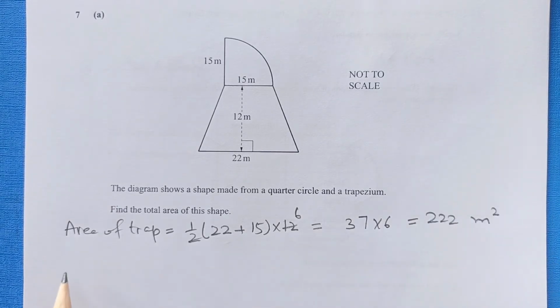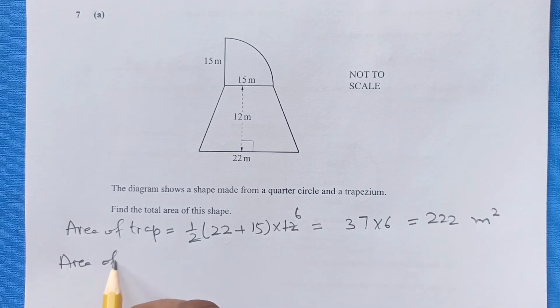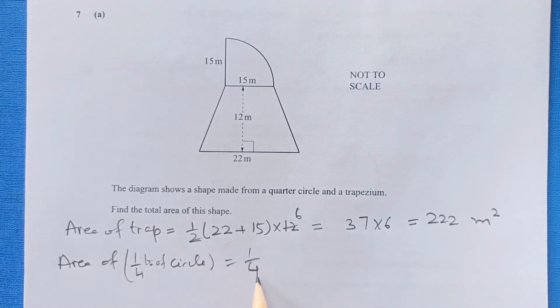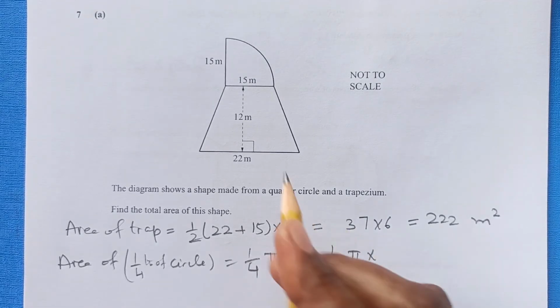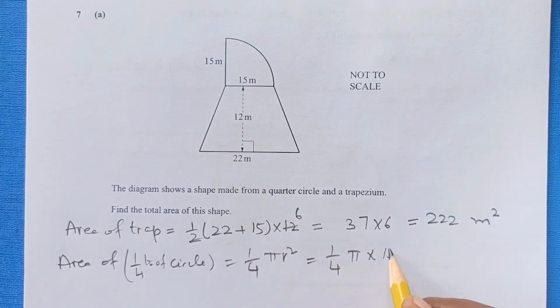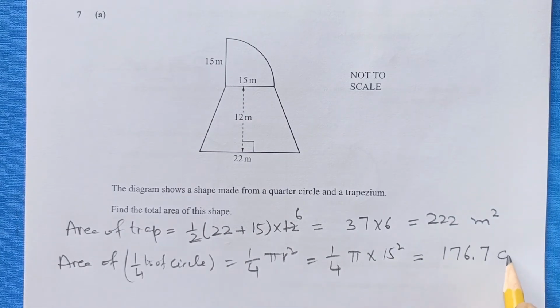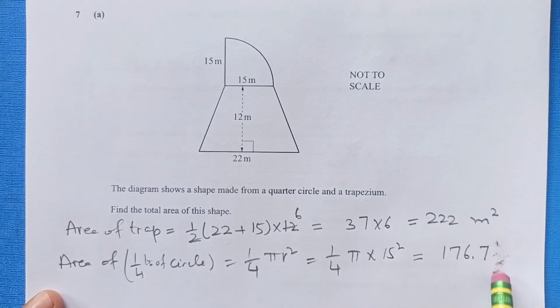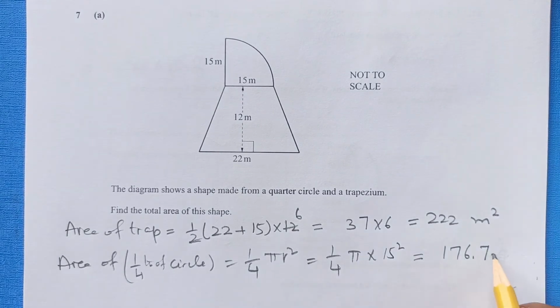Right? Now area of 1/4 of circle, we can say 1/4 of circle will be 1/4 pi r squared. So 1/4 pi times r is now 15 squared. So when you calculate, this comes out to be 176.7 meters squared. So let's write down meter square.